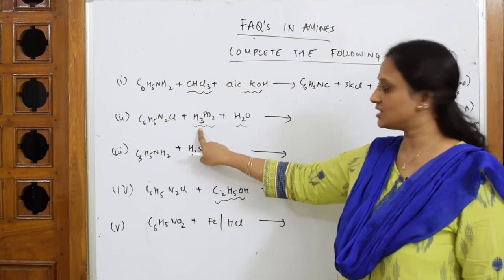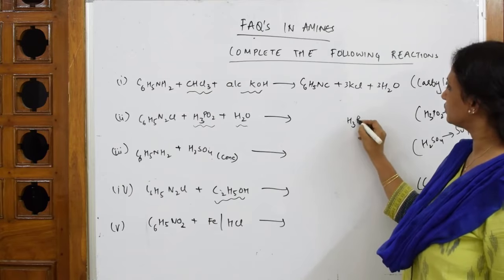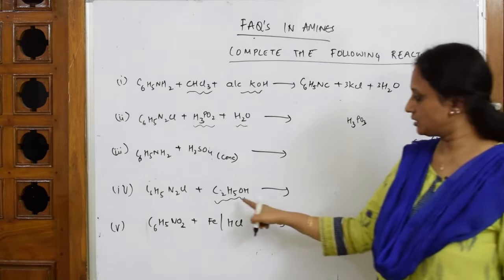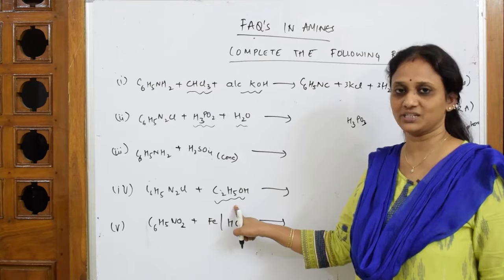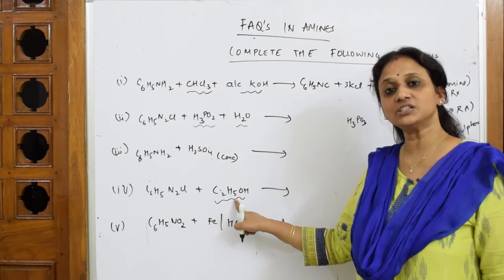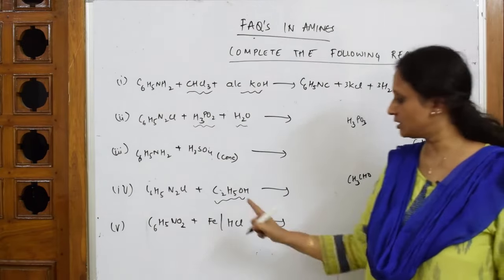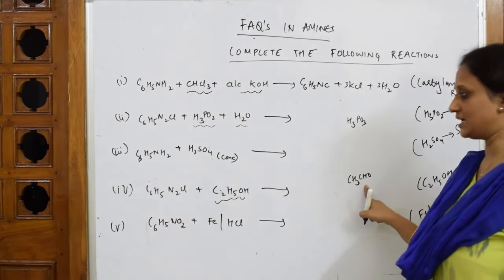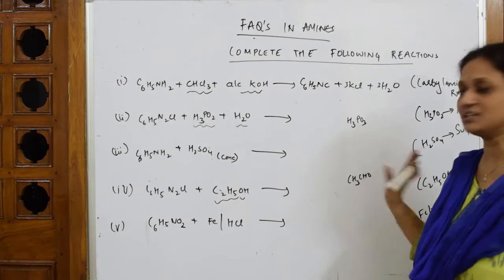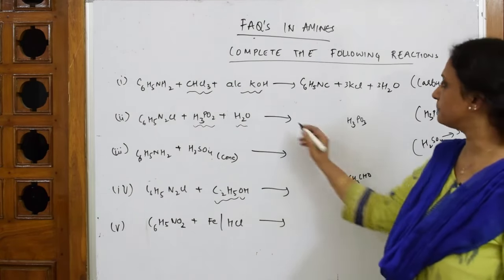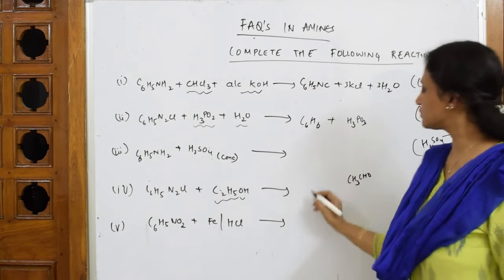H3PO2 being a reducing agent gets converted to a higher oxidation state, that is H3PO3. Ethanol being a reducing agent gets oxidized. Alcohol on oxidation gives aldehydes, CH3CHO. Please remember, alcohol on oxidation gives aldehydes. H3PO2 goes to the higher oxidation state, H3PO3. First you try to write these two, and all are common now, simple. So this one gets converted to benzene here. This also gets converted to benzene.